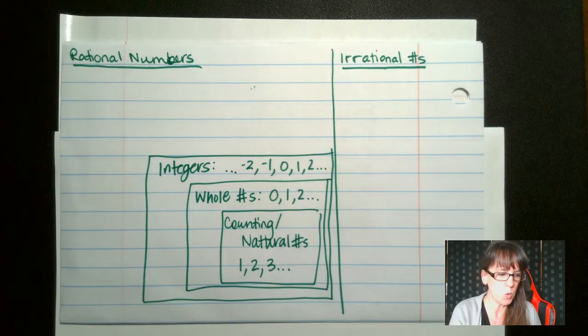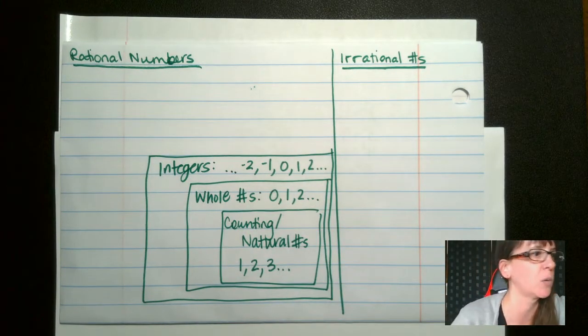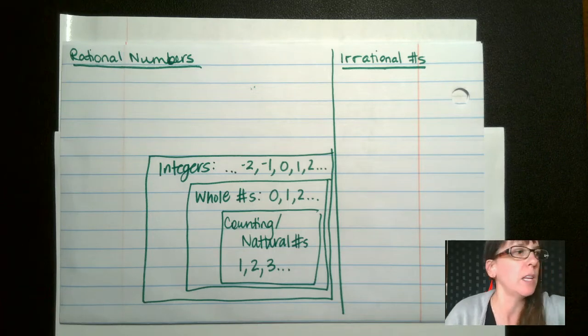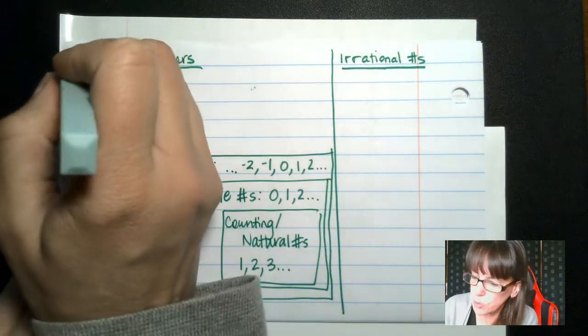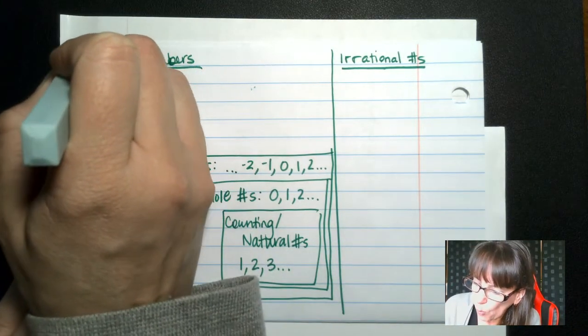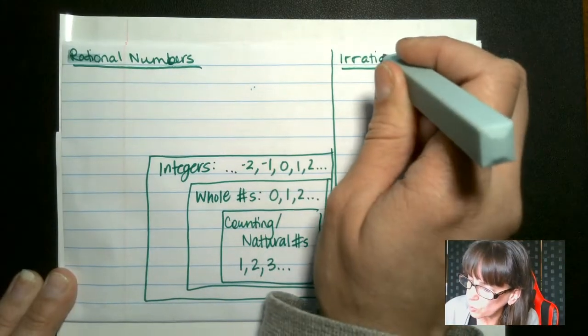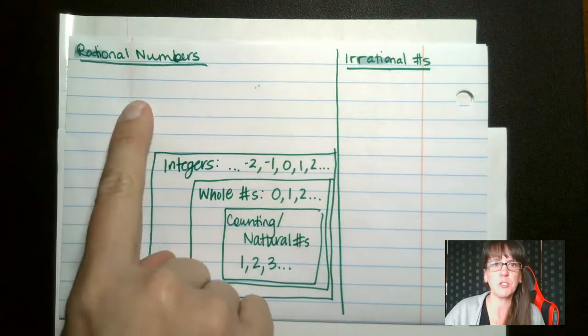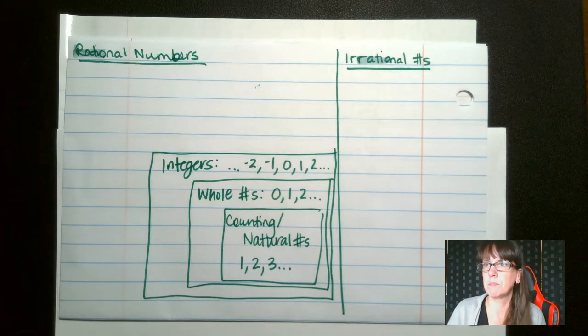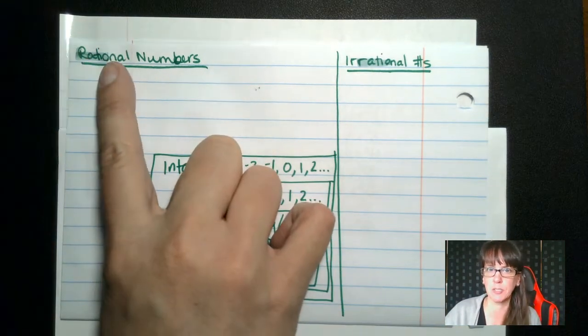Remember, the root word of rational is ratio. So what that tells us is rational numbers are numbers that can be written as a ratio. And remember, ratio is just a fraction. So things that can be written as a fraction, 1 over 5, 37 over 22, anything that can be written as a fraction is a rational number.